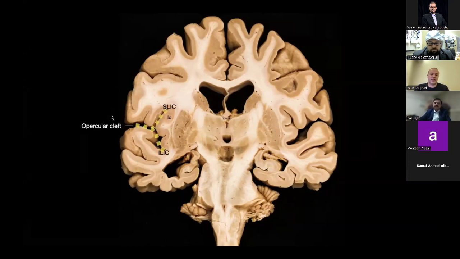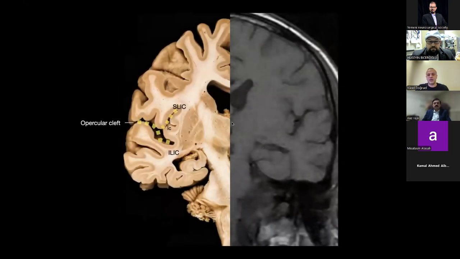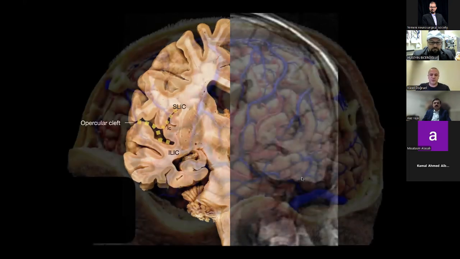So in this Y-shape, it has an opercular cleft which opens to the operculum, and this is the real Sylvian fissure. And superior to the insular cortex and inferior to the insular cortex, it has a superior limb of the insular cleft and an inferior limb of the insular cleft. Radiologically, we can see this orientation. I tried to merge these two figures to improve orientation. And this is the opercular cleft, and the superior and inferior insular clefts of the Sylvian fissure.